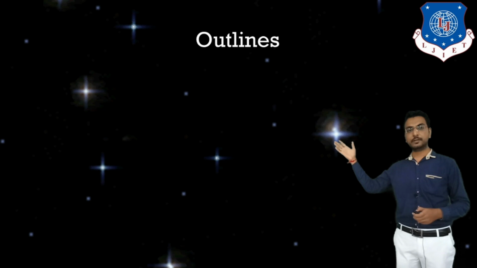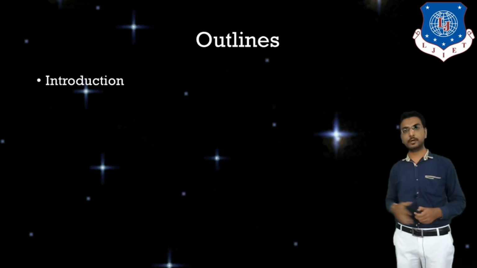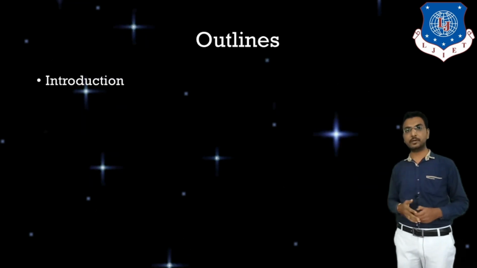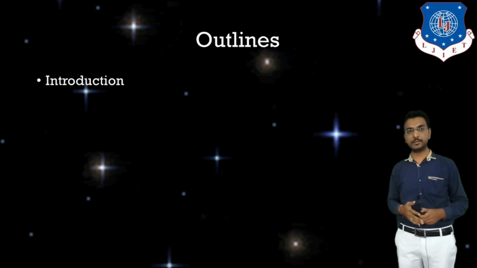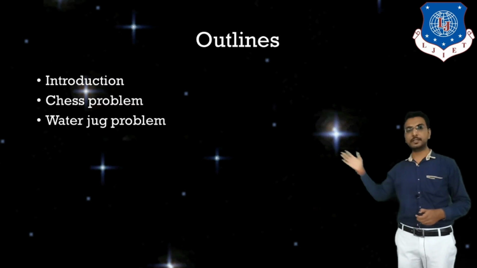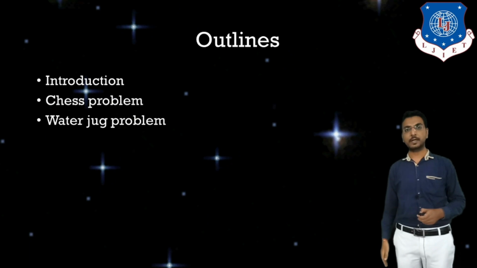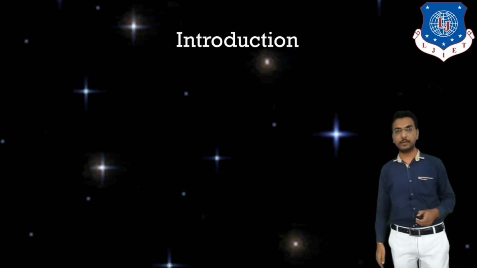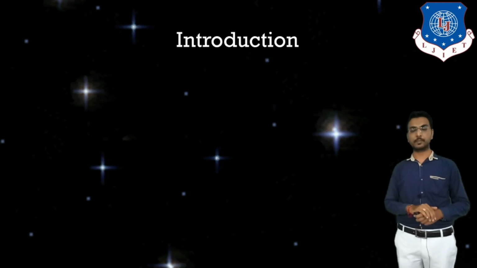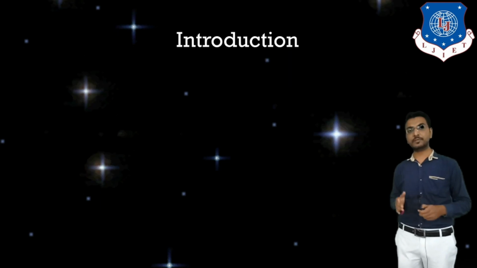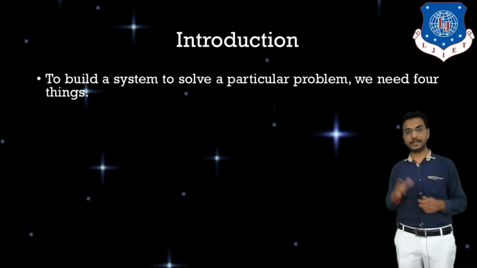Today we are going to cover the topic of introduction to this chapter. The second topic that we will cover is a chess game, and the third one is a water jug problem. Now let us start first of all with the introduction for this chapter. The name of the chapter is problem space and search.